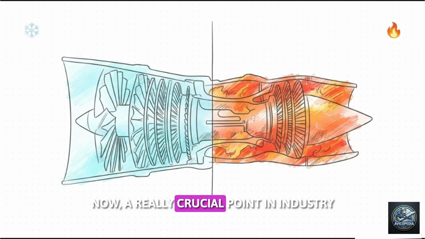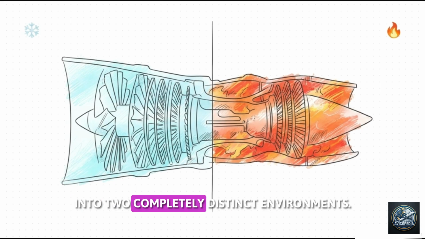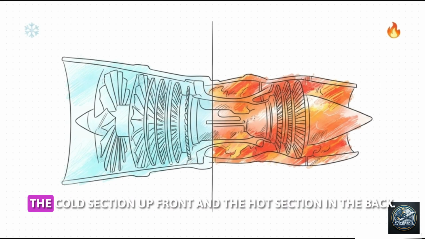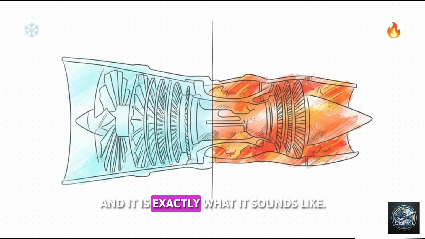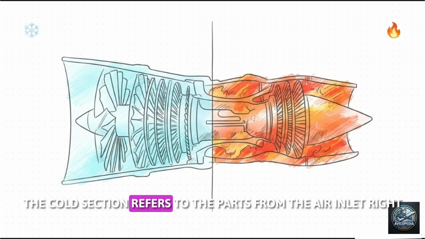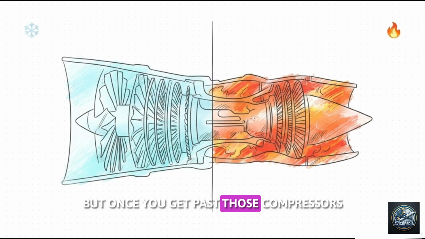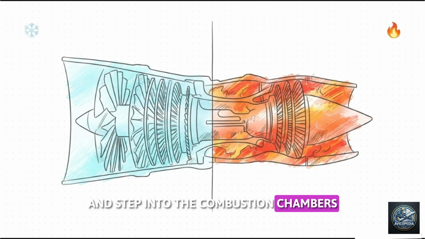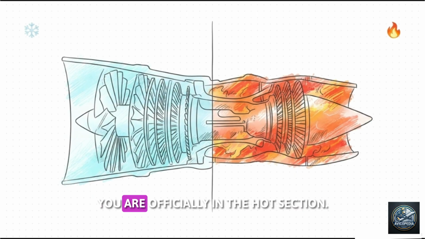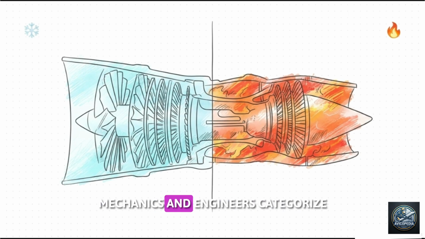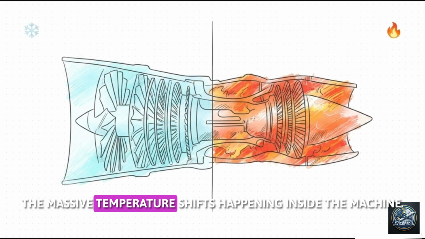Now, a really crucial point in industry lingo is how they split the engine into 2 completely distinct environments: the cold section up front and the hot section in the back. And it is exactly what it sounds like. The cold section refers to the parts from the air inlet right on through the compressors. But once you get past those compressors and step into the combustion chambers all the way through to the exhaust, you are officially in the hot section. It's just a simple, elegant way mechanics and engineers categorize the massive temperature shifts happening inside the machine.